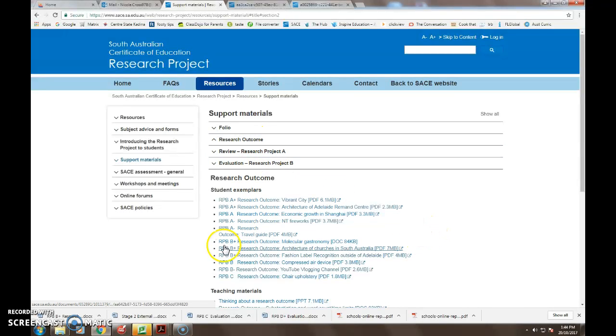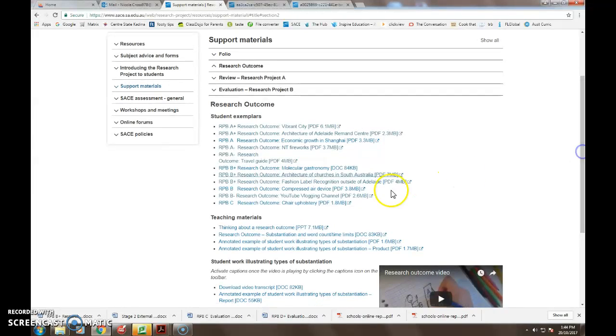So in this section here, I've gone into research outcome. There is a whole host of student exemplars. These are previous years' work by students, so actual live copies with the grades that they have been awarded. So if you want to have a look and see what it takes to get an A+, what the standard is for an A, what the standard is for a B+, what the standard is just to get the C to pass, have a look at the exemplars on this website.